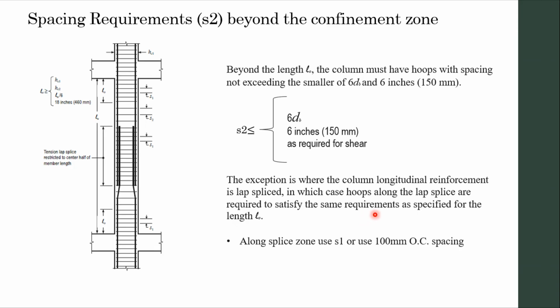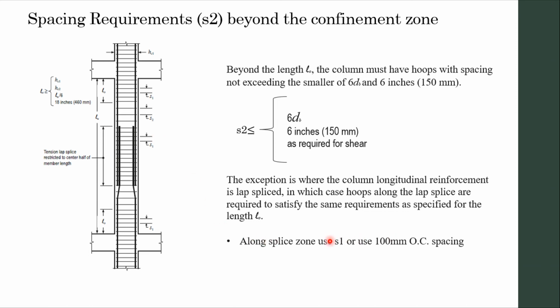In which case, hoops along the lap splices are required to satisfy the same requirement as specified for the length Lo. So, ibig sabihin, the spacing in the tension zone or tension lap splice zone is the same requirement as specified in the confinement tie zone. Yung sa spacing in the confinement tie zone. So, ibig sabihin, the spacing in the splice zone is equal to the spacing in the confinement tie zones.